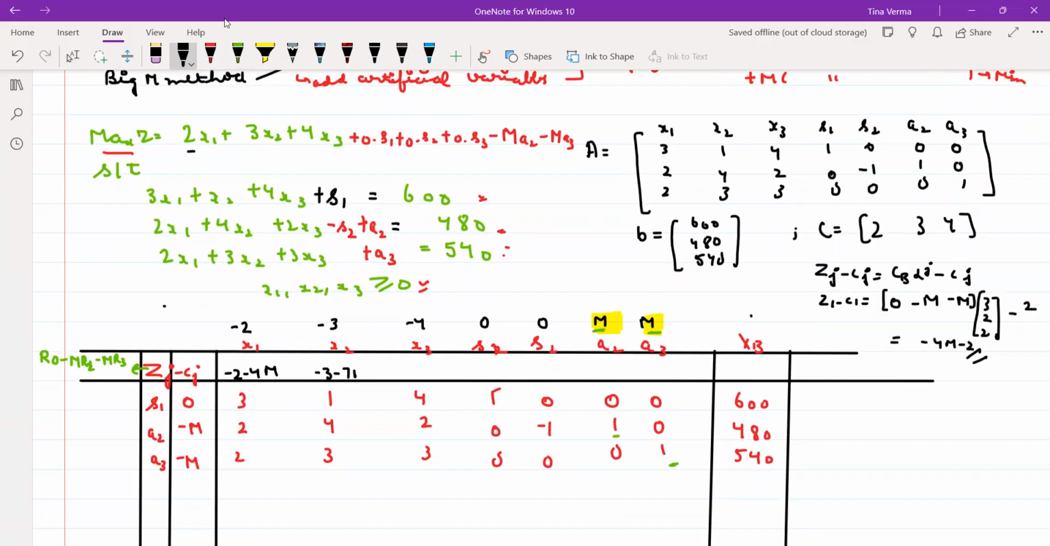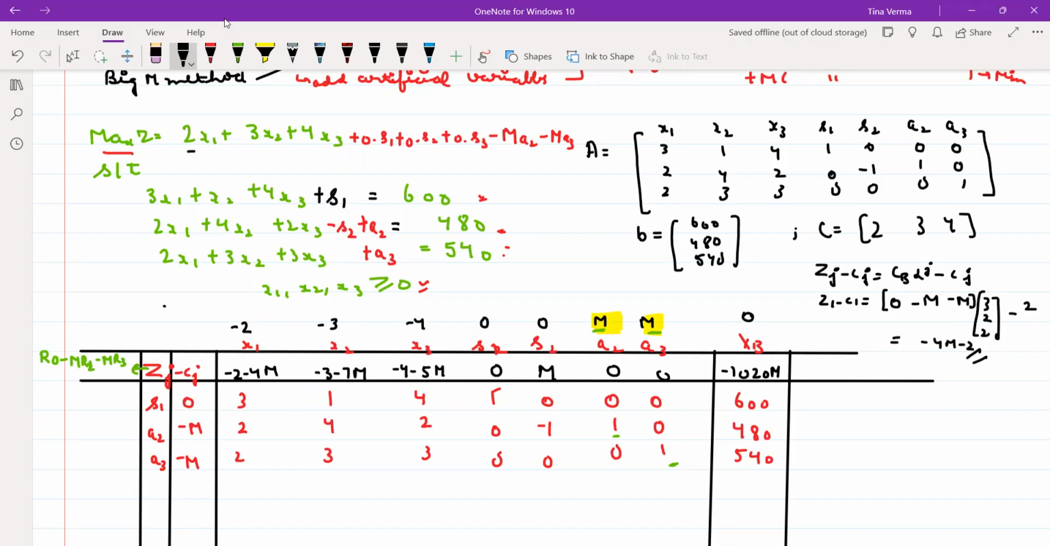So this will become minus 3 minus 7M. This will be minus 4 minus 5M, 0. And this is your M. This will become 0, 0. And it will become minus 1020M. Is it clear? Yes or no?